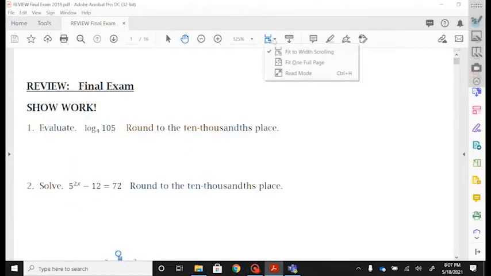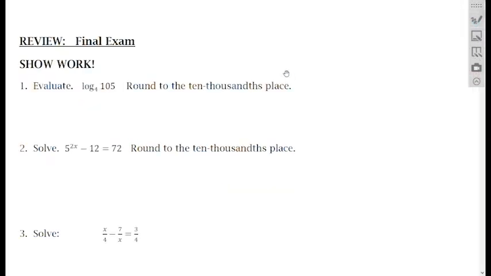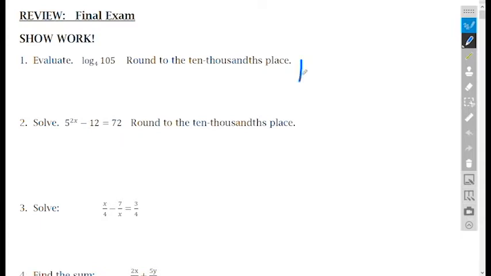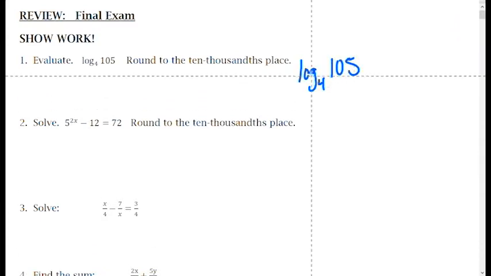Okay, today we're going to be looking at the final exam review. I'm going to quickly go through all the problems on this review. Start with 1. We want to evaluate log base 4 of 105.